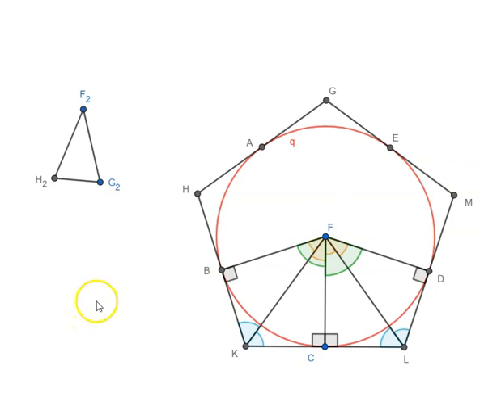So that was proposition number 12 of book 4 of Euclid's Elements.